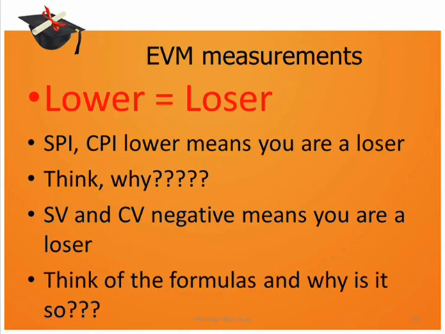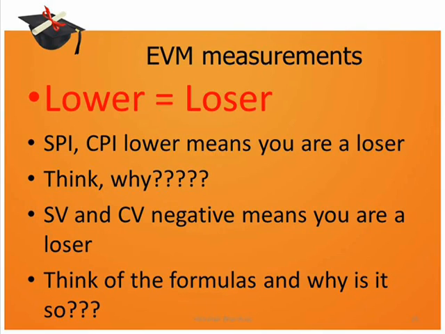Remember that in EVM measurements, lower is always the loser. If you have an SPI or a CPI which is less than 1, that means you are a loser, you are behind schedule, and you are over budget, which makes sense also because CPI is equal to EV by AC. So it being less than 1 means that your actual cost, which is the denominator, is higher than your earned value, which is the numerator.